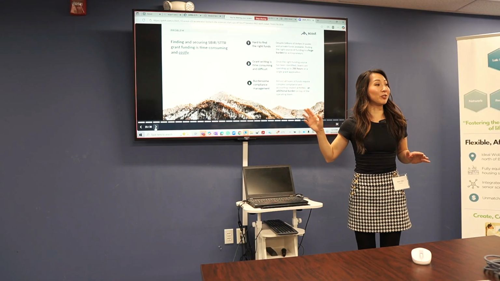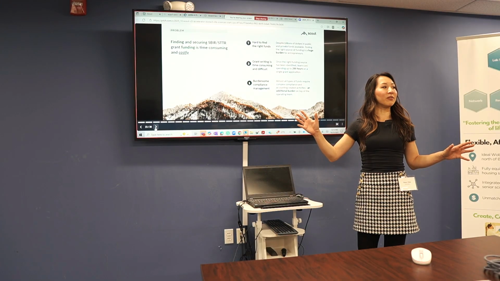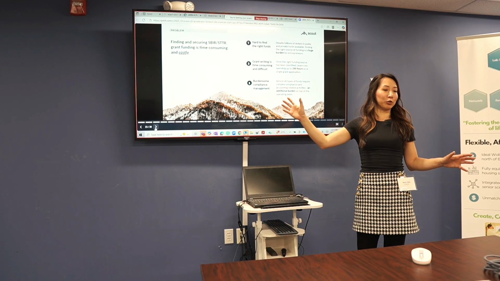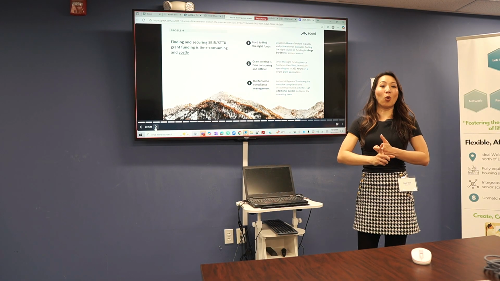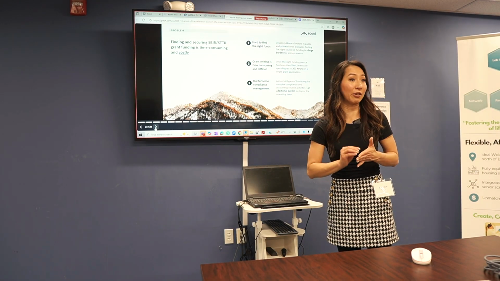One, it's really hard to find grants. Has anyone scouted a database and spent hours on grants.gov trying to find grants for their startup? How frustrating is it, right? Keyword searches don't work. Grants.gov has outdated resources, so it's really difficult, especially since everything is siloed.